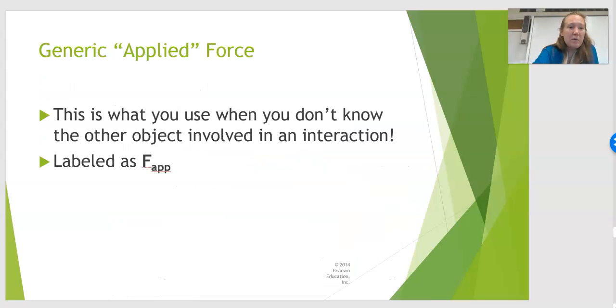Okay. And then what if you don't know? You just have some unknown force that happens sometimes. So then if you're asked to label a diagram and you don't know what's causing a certain effect, then you are just allowed to call it applied force. That's what I would do. Okay. All right.